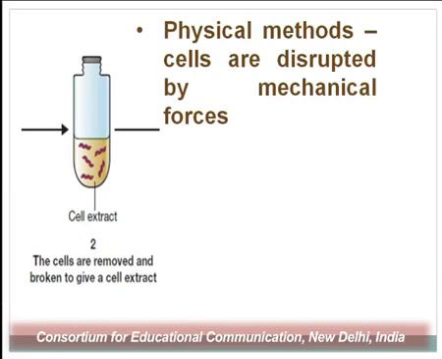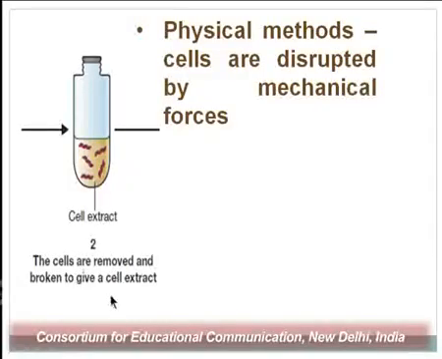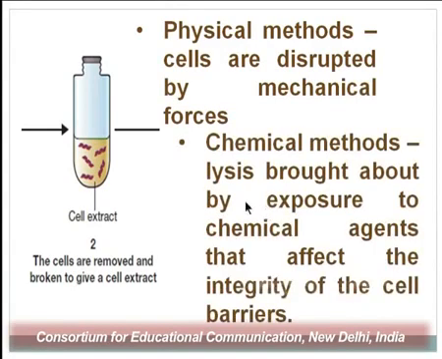The physical methods involve cells being disrupted by mechanical forces, such as a technique known as sonication. In sonication, high-frequency sound waves are produced and the cells are lysed. Some kind of mechanical shearing is also a physical method. All of these will break open the cell to release the contents into the solution. Whatever cell pellet we got, we resuspend in a smaller volume of buffer, and in that buffer we apply either the physical methods or the chemical methods.